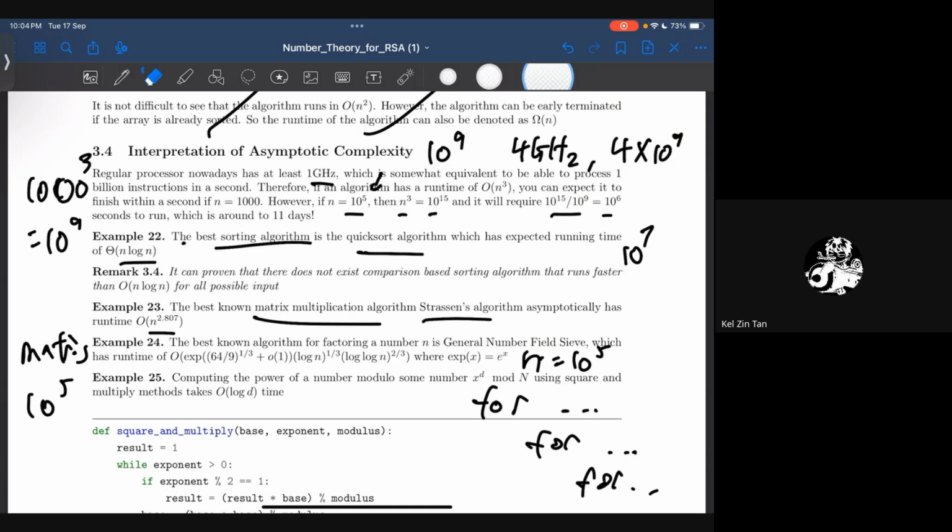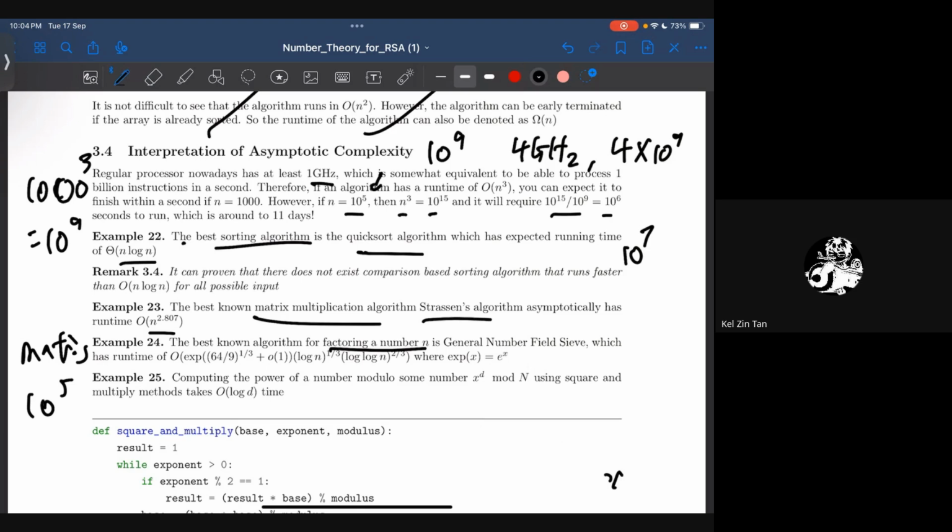Okay, and now let's look at factoring. The best known factoring algorithm for factoring a number, the general number field sieve, has this very complicated expression. But it basically says, you have the exp here. Exp is e to the power of x. e is the natural base, which starts with 2.7 something something. So let's just put 2.7, and then you put all these things together, and then you calculate this.